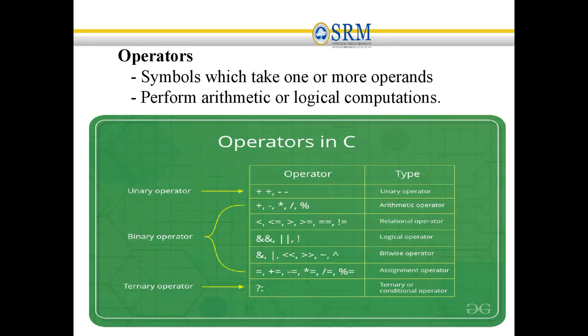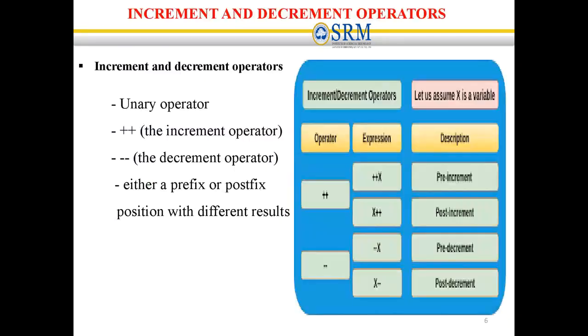Now we will move on to the increment and decrement operators. The increment and decrement operators are unary operators that add or subtract one to or from their operand respectively. The increment operator is written as plus plus and the decrement operator is written as minus minus. The increment operator increases and the decrement operator decreases the value of its operand by 1. It can be in either a prefix or postfix position, with different results.